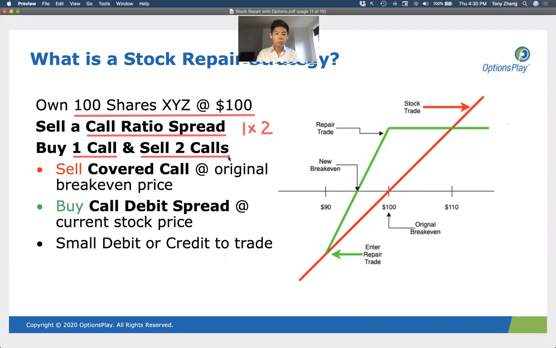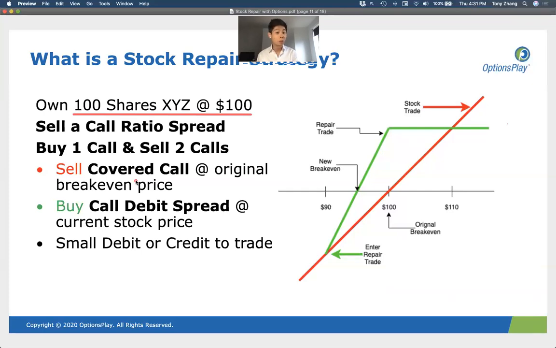The best way to understand this is, you own 100 shares of XYZ at $100, and one other thing I forgot to mention on the last slide is that you must own 100 shares of this stock, because in order to use the repair strategy, you need to be able to sell a call option against your position. So if you own only 20 shares of a stock, you cannot do a repair strategy on this. So like I said, it's a limiting strategy.